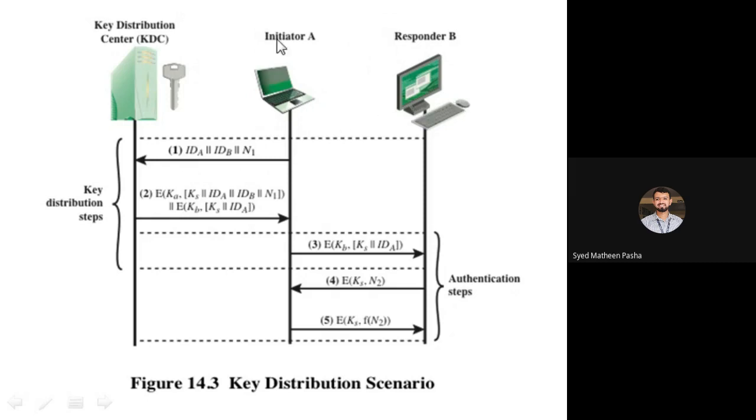So what this initiator does is it basically removes all the identification numbers and just passes this ID, that is the initiator's ID, so that it can be identified by the responder B only. That is, this key is being sent by the initiator A. So this is the third step. The encrypted key with only the identification number of A is now sent.